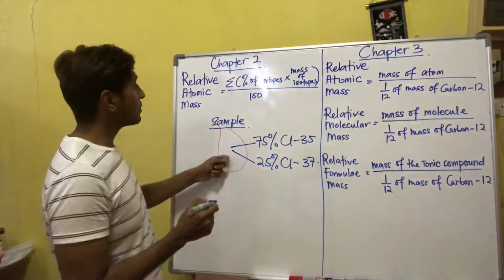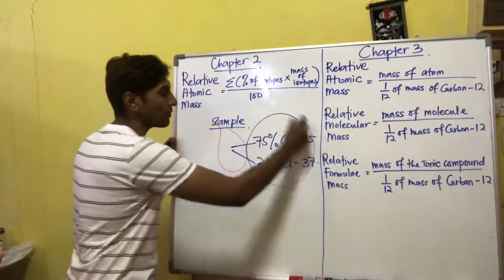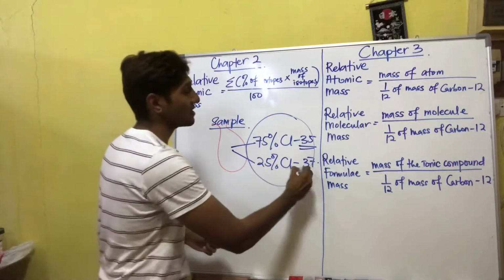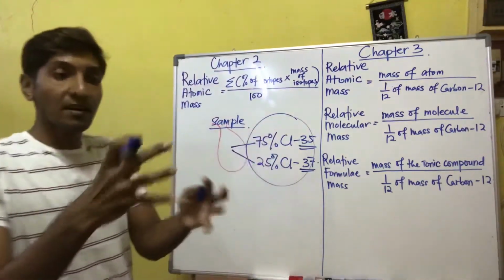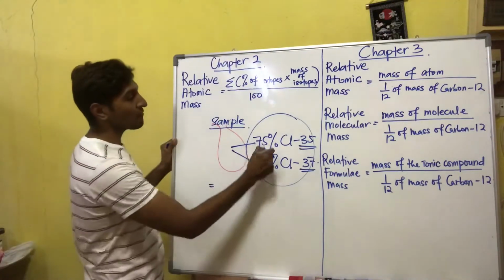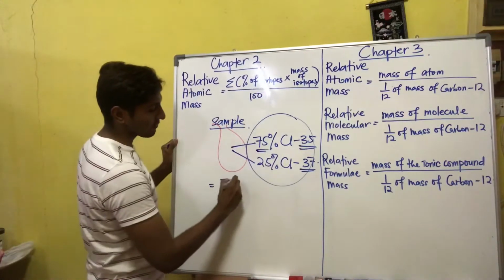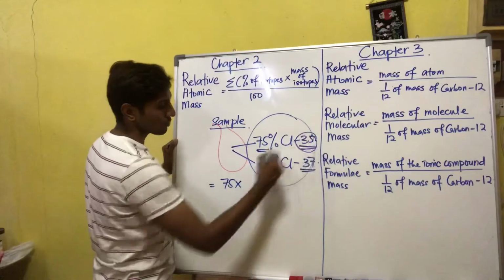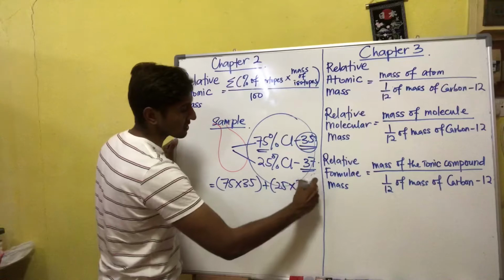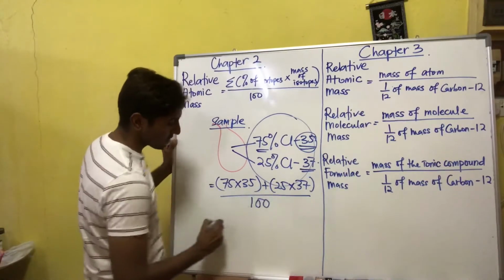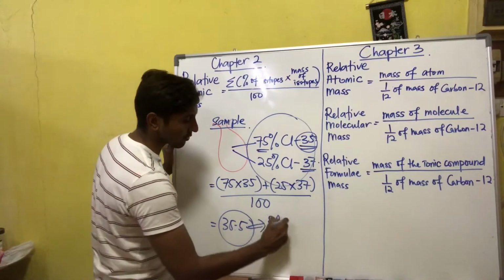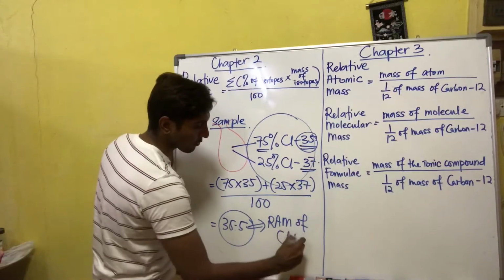So now how are we going to find the relative atomic mass from this sample? We can't just state 35 as the relative atomic mass, and we can't say that it is 37, because both of them are there together. So how we do it, we use this formula, which is 75 times the mass of the isotope, 35, plus 25 times 37, divided by 100. That will give you 35.5, which we would say is the relative atomic mass of chlorine.